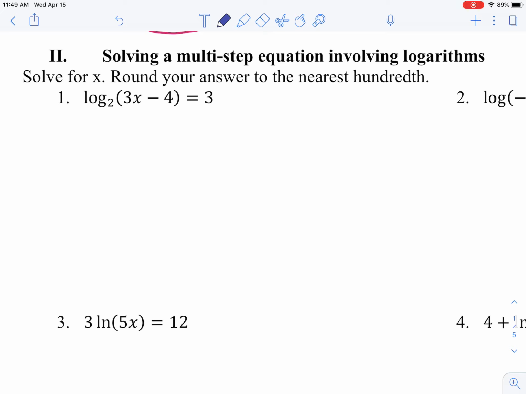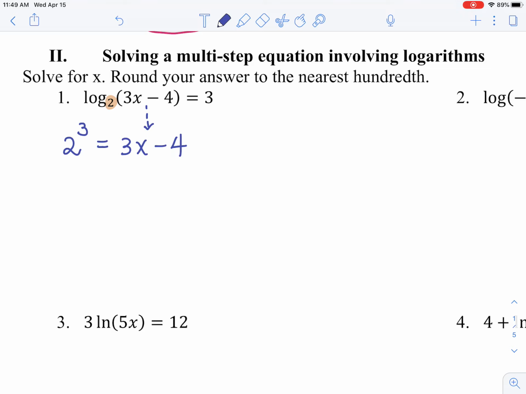Now, what we're going to check first is, is the log expression isolated on the left side? Is it the only log on the left side? Yes. There's only one log expression here, and that is set equal to 3. So we're ready to rewrite this in exponential form. What is the base? Base is 2. And the exponent is going to be 3. And we're going to bring down that argument of 3x minus 4 as the other side of the equal sign.